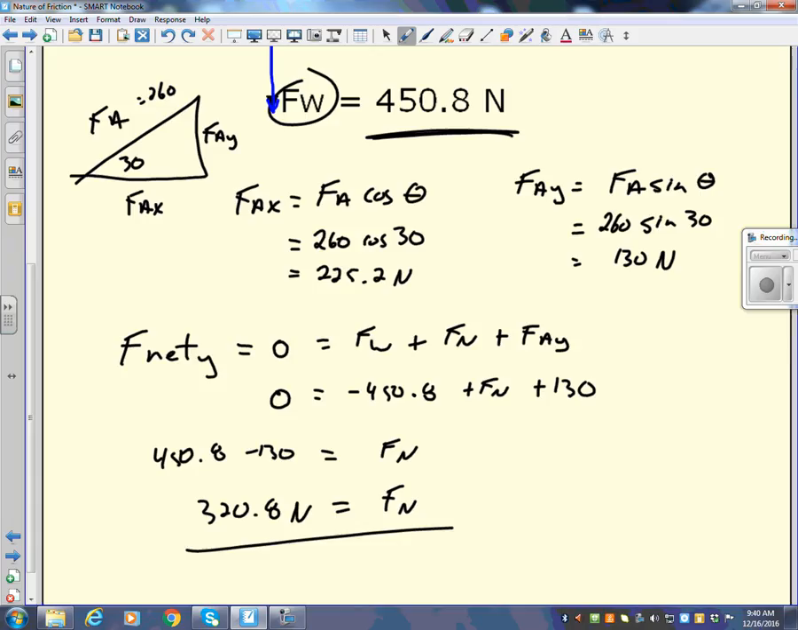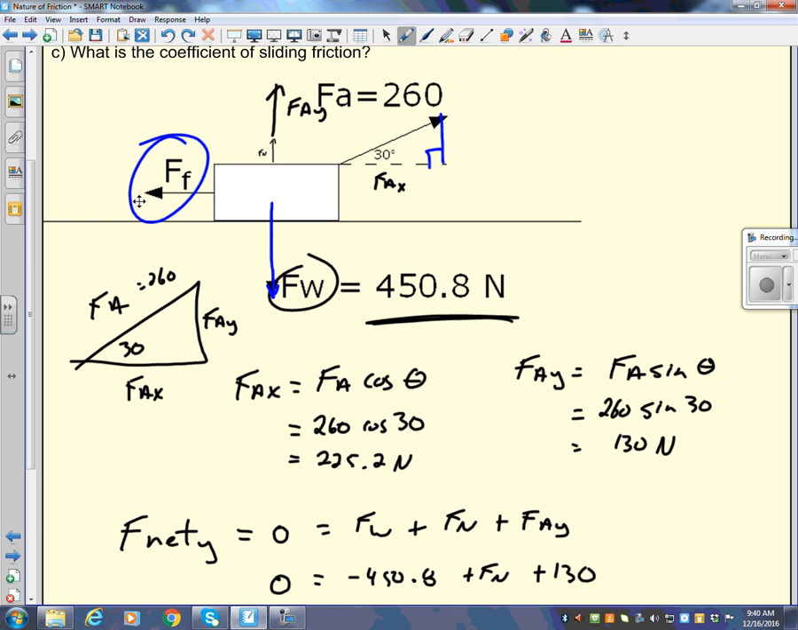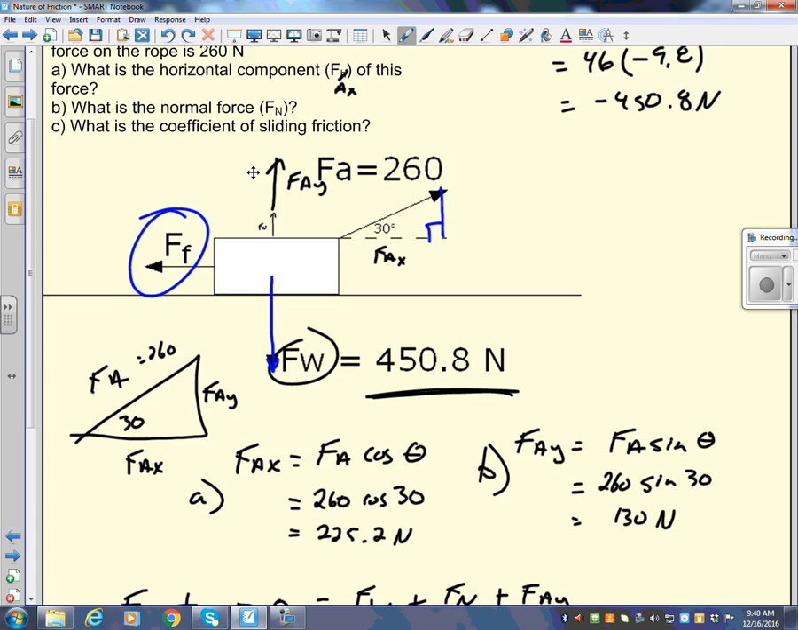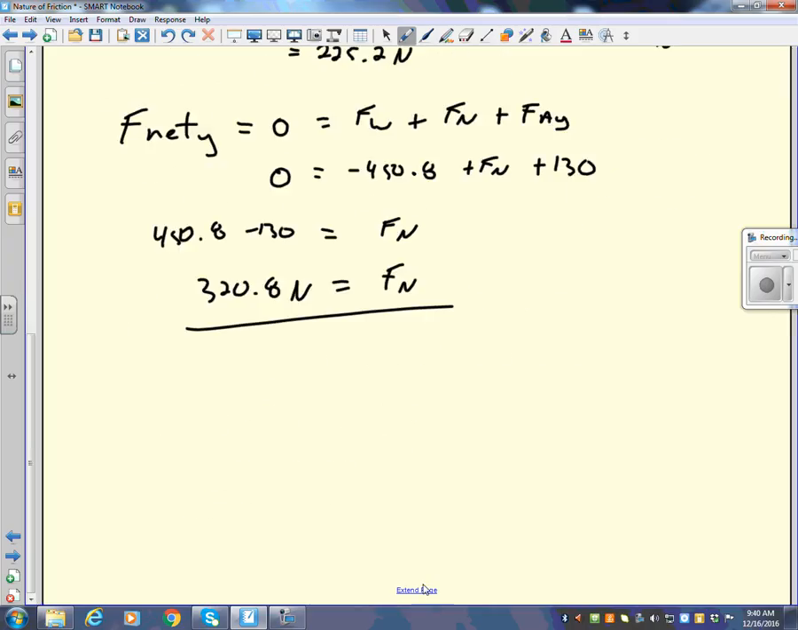Ooh, that's a lot of work just to get there. That was B. Yeah. So this is A. I guess technically this is the start of B, right? And this is the end of B, because B said normal force, right? Okay, so that means we're almost done, I guess. So I guess we're starting at C now.